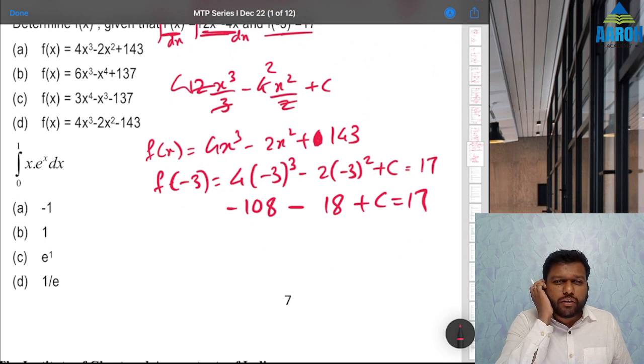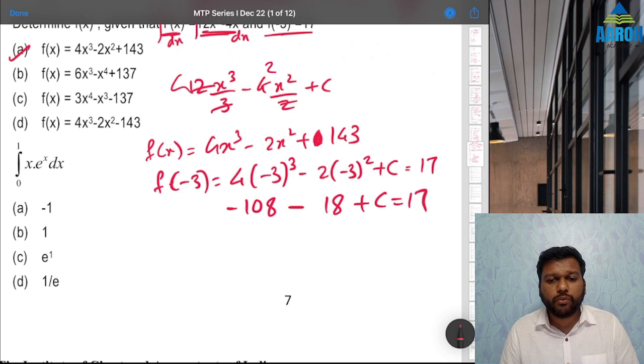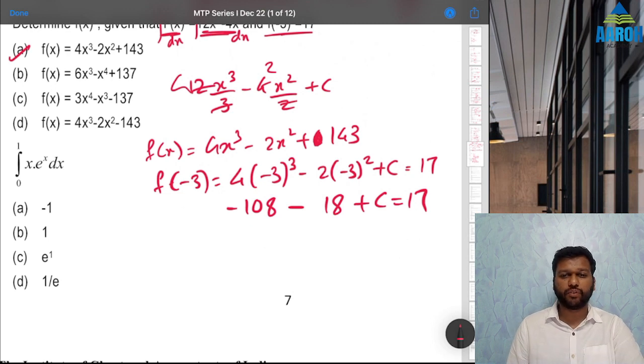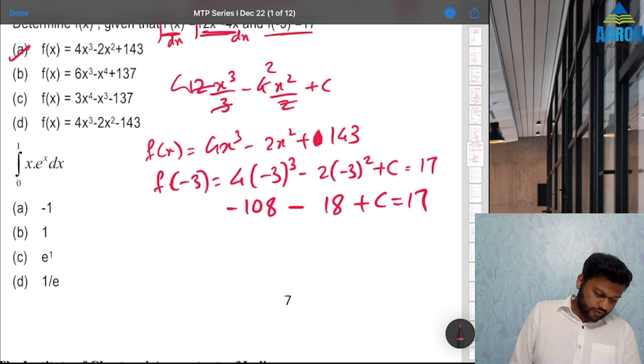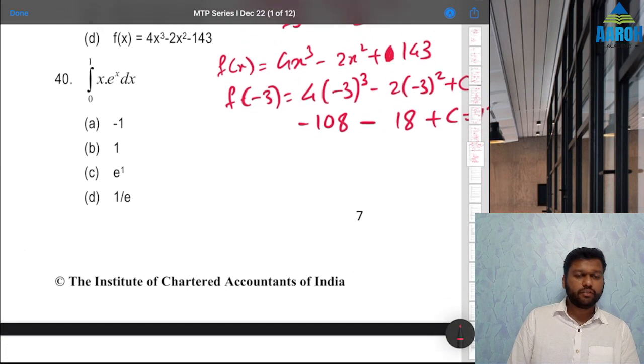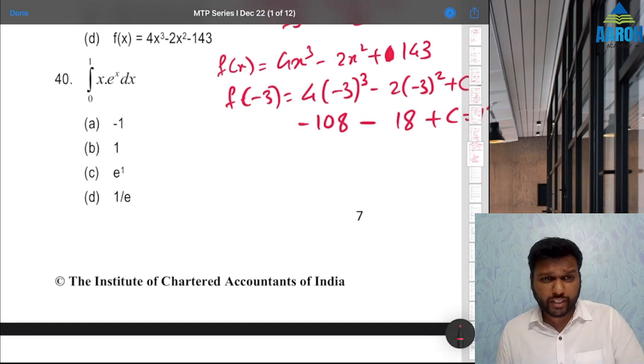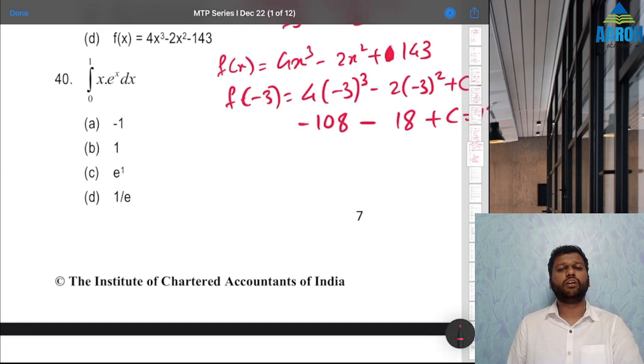So option A. Okay, positive 143 only. So option A is the correct answer for 39. Next is the last, 40. Integration of x e raised to x dx from 0 to 1. This is a normal question of integration by parts. Okay, so let's try it out.